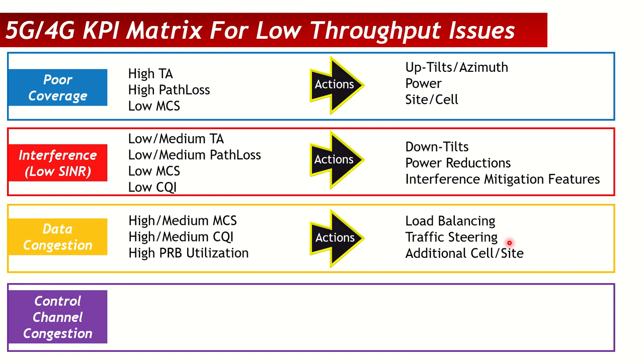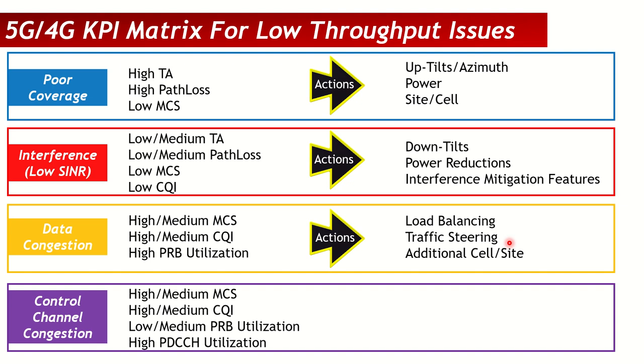Another option, if you have done everything and nothing else is able to resolve the issue, then you can recommend additional cell or additional site to take the traffic, to offload the traffic and to relieve the congestion. Now let's move to the next one, which is the control channel congestion. Now what is this and why it impacts?